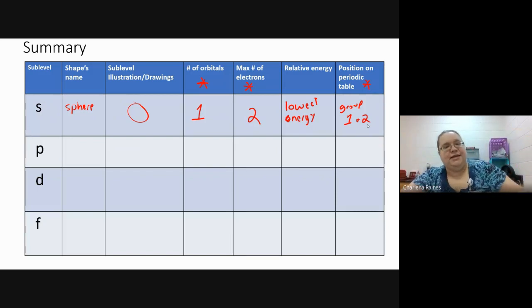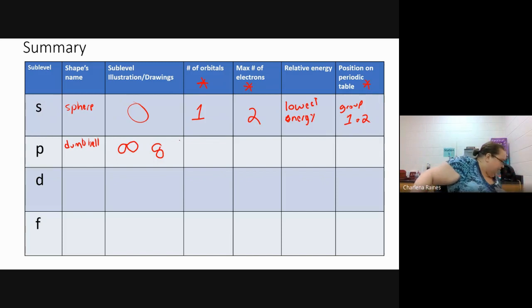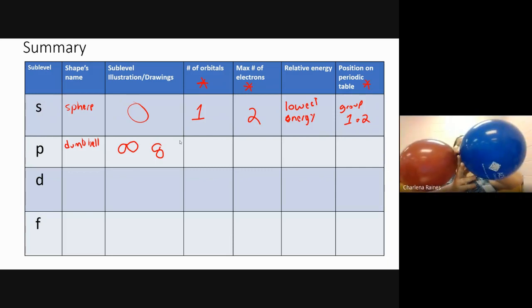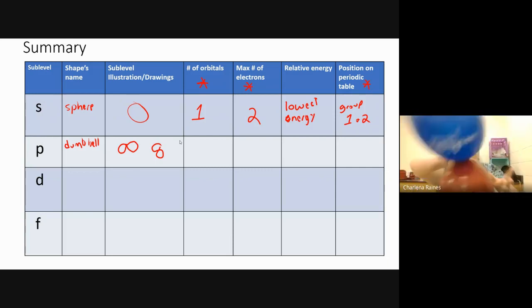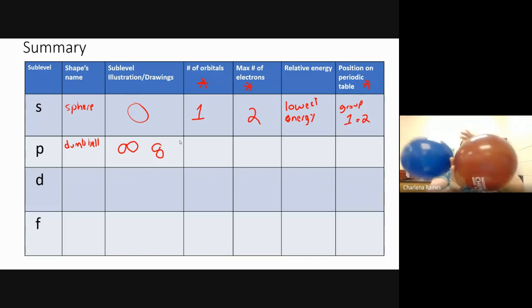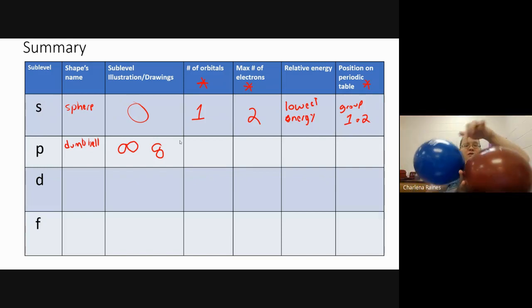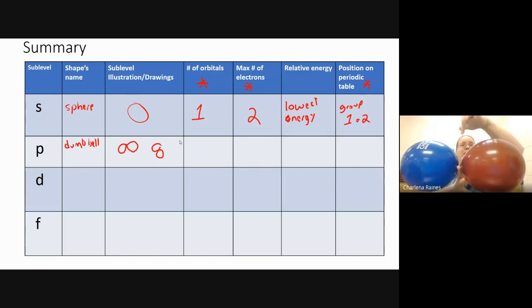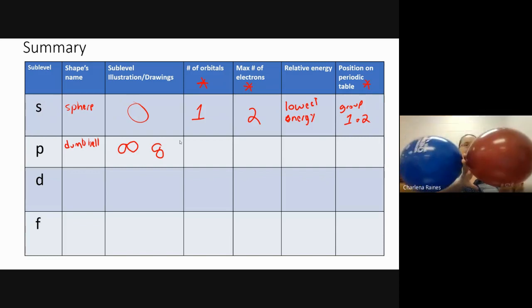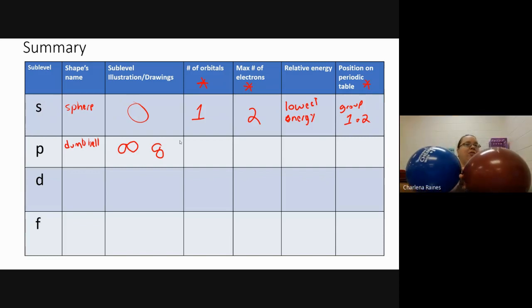My P sublevel, it's called a dumbbell shape. When I draw it, to me, it looks like an infinity sign or a figure 8. But if we were actually to see it in 3 dimensions, it looks kind of sort of like this. The lobes, the balloons, represent where the electrons are found. My nucleus is in the center. And I can actually turn this 3 different ways because we're talking about 3 dimensions in space.